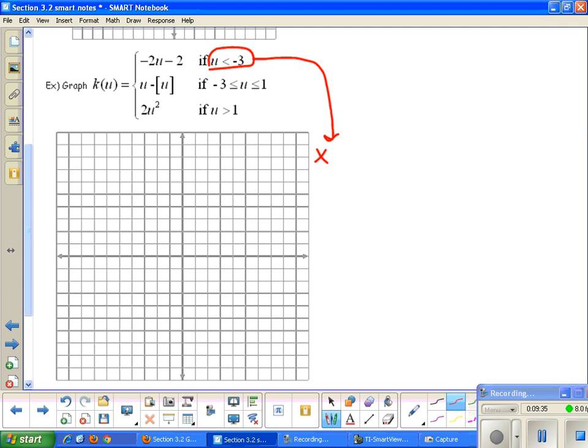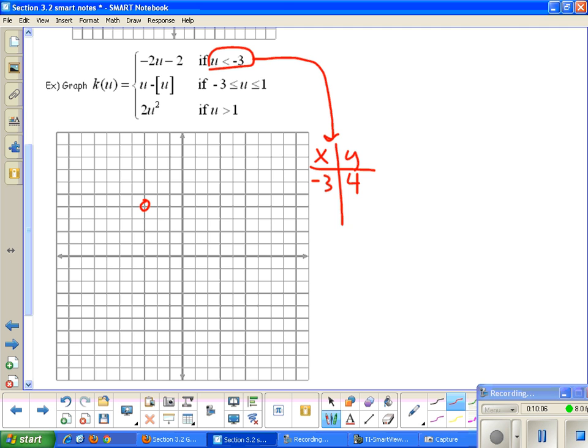And I'm going to make a table. If I start with my restriction, which is -3, it's going to be an open circle at that x value, because remember it's u less than -3. But if I plug -3 into this equation, -3 times -2 would give me +6, minus 2 would give me 4. So on my graph, I have the point -3, 4, and an open circle.